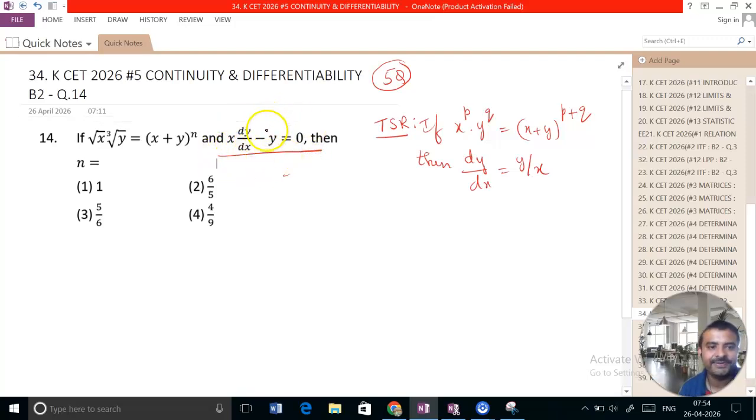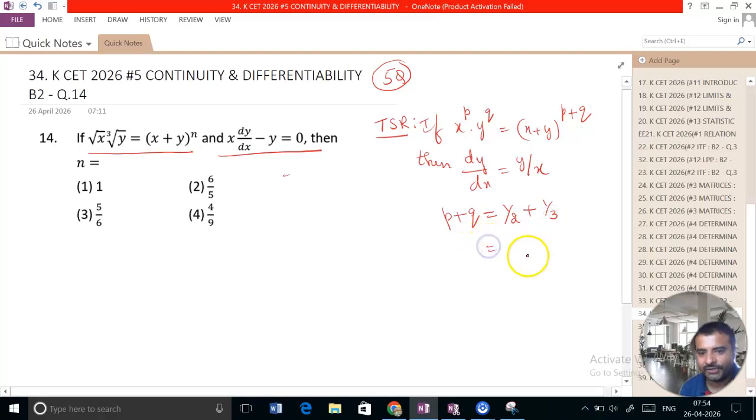That's all. So this is what they have given, dy by dx. If I simplify this, I get dy by dx is equal to y by x. And to find the value of n, it's enough to find p plus q, the exponent of x plus y. According to the question, square root of x means p is 1 by 2, and cube root of y means q is 1 by 3. If I add these two, the LCM is 6, 3 plus 2 is 5. So 5 by 6, option 3 is the right answer.